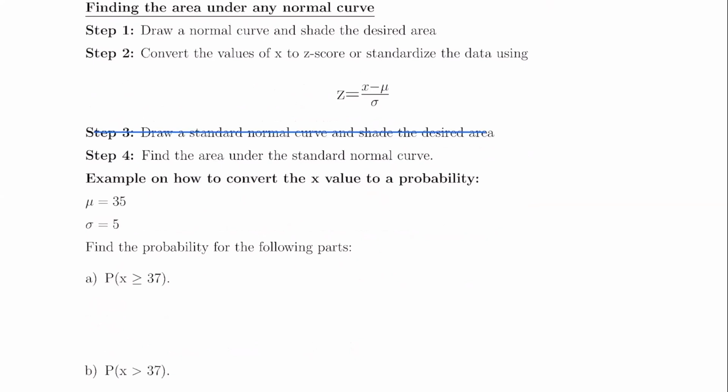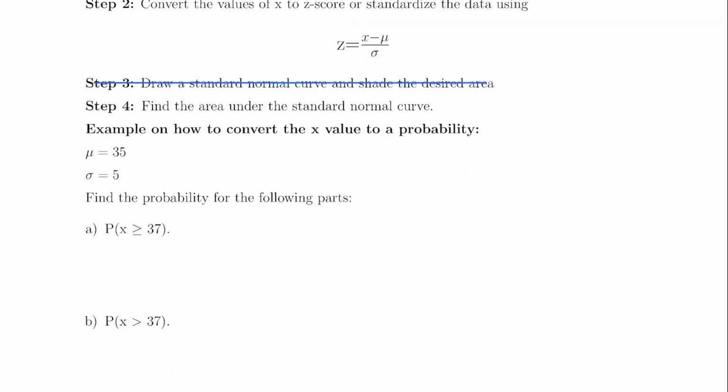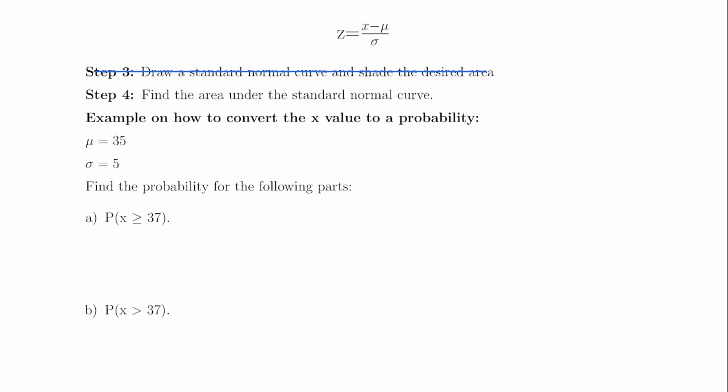So let's do this first problem. The first problem says mu is equal to 35, sigma is equal to 5. If you look at it, it's not a standard normal distribution anymore. This is technically just a normal distribution, because now my mean and standard deviation are something other than 0 and 1. So I'm going to go ahead and do step number 1. I'm going to draw it.